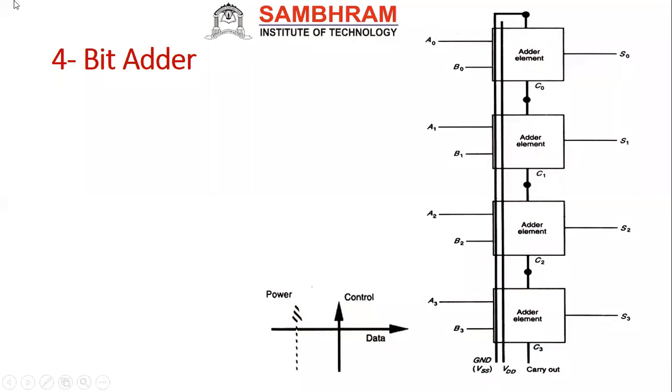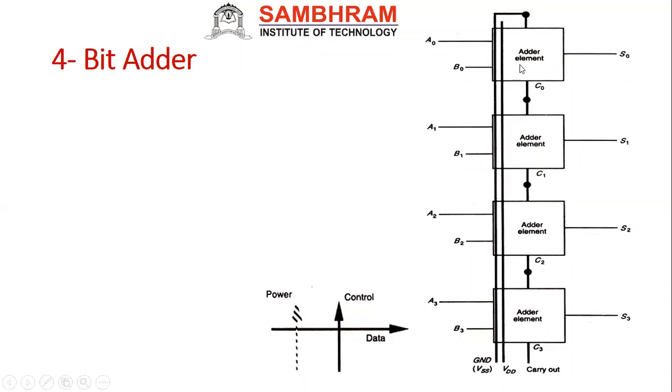So now next we'll design the 4-bit adder element. Now what we have to do? Already we designed the 1-bit CMOS adder element. Now what we need to do? So you should take 4 1-bit adder elements. Then we have to connect them to design a 4-bit adder.